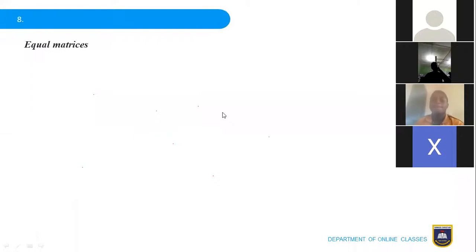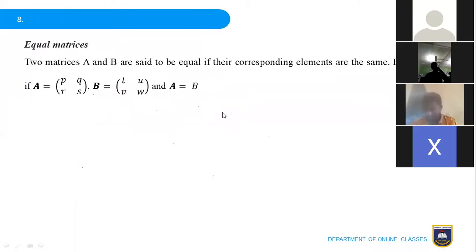So we move to equal matrices. Two matrices A and B are said to be equal if their corresponding elements are the same. So whenever you have two matrices and their corresponding elements are the same, then we can say that the two matrices are equal. For example, if the matrix A equals PQRS, the matrix B equals TUVW, and A equals B, it implies that the whole matrix PQRS is equal to the matrix TUVW.